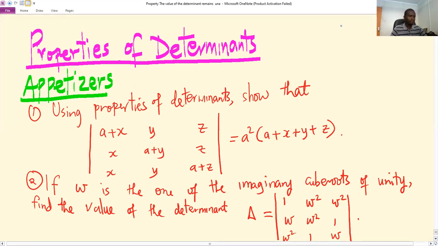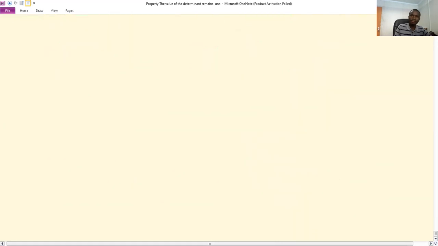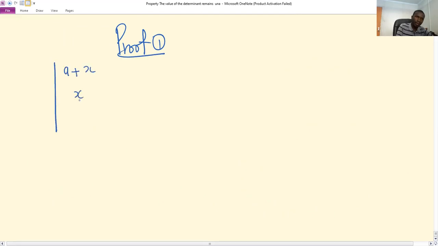Now let's solve the problem. The first one is to show that this determinant is given by a squared into a plus x plus y plus z. So, proof of one. We have a plus x, x, x; y, a plus y, y; z, z, a plus z.